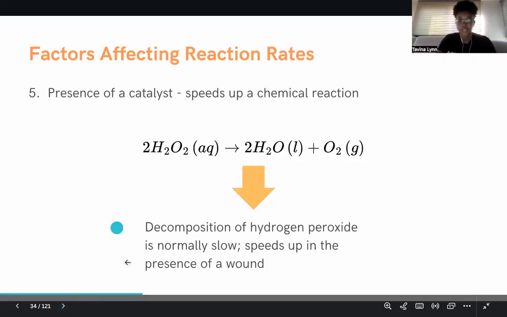As you said, decomposition of hydrogen peroxide is normally slow. It's sped up in the presence of a wound.